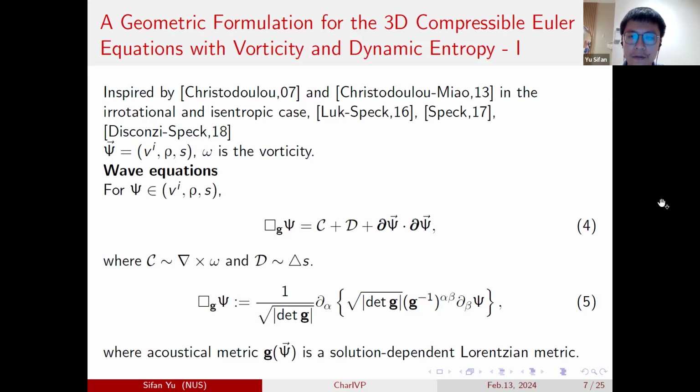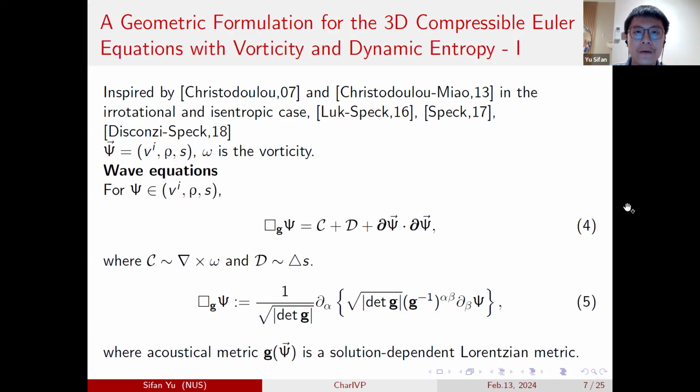It consists of two parts. This part is the so-called wave part. It consists of quasi-linear wave equations for the fluid variables, and again g is a solution-dependent Lorentzian metric. C is the vorticity of vorticity, and D is the Laplacian of entropy. If you just count derivatives in equation 4, you will have two derivatives of the solution on the left and two derivatives of the solution on the right. So that will not give you anything if you don't have an extra property for C and D.